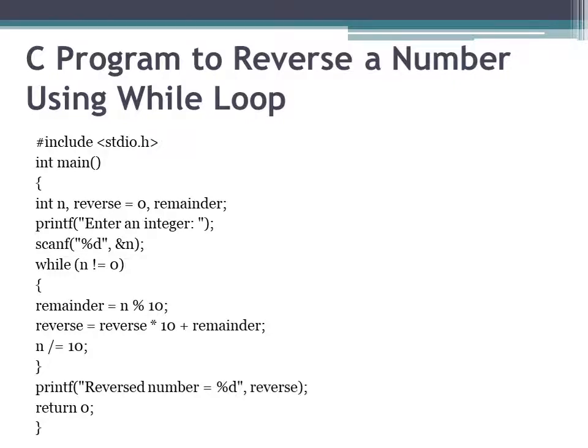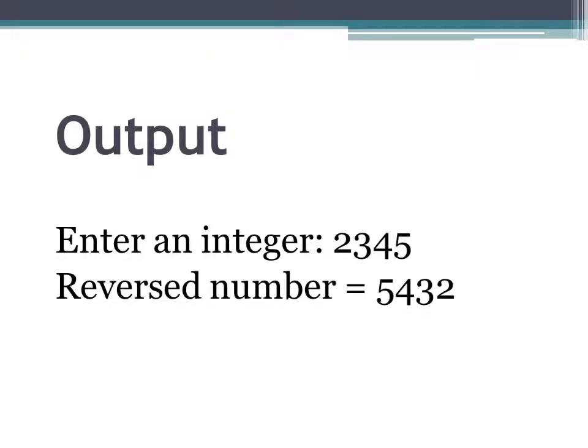Next, the output. Here we are entering an integer 2 3 4 5, then we will get 5 4 3 2, as we saw in the chart before.